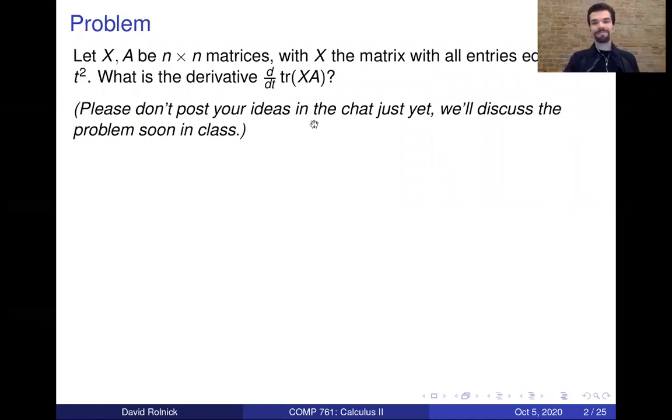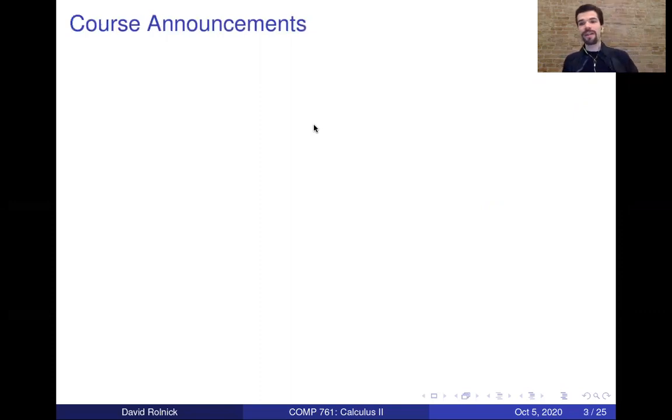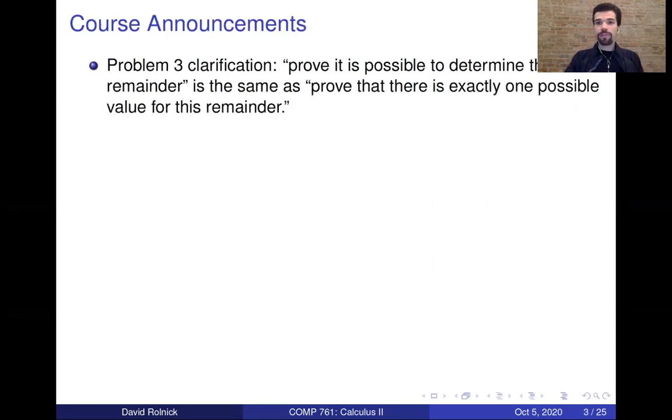Welcome, everyone. Let's get started with some course announcements. First of all, a clarification on problem three. In proving that it is possible to determine the remainder, that should just be the same as proving that there is exactly one possible value for this remainder. You don't have to really describe an algorithm. You may end up doing that. But the reason why they're basically the same is if there are a finite number of possibilities, you could just try them all.